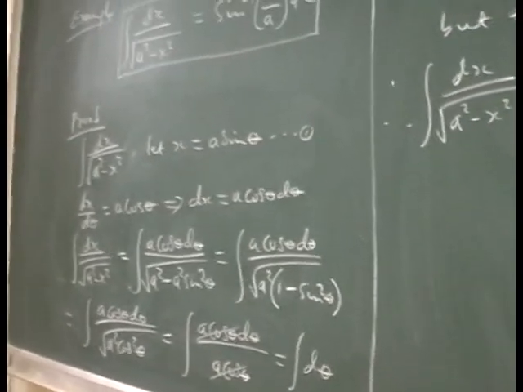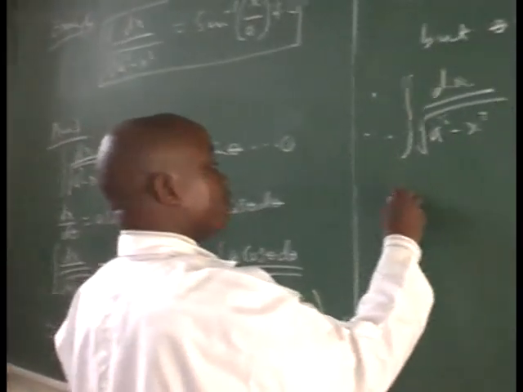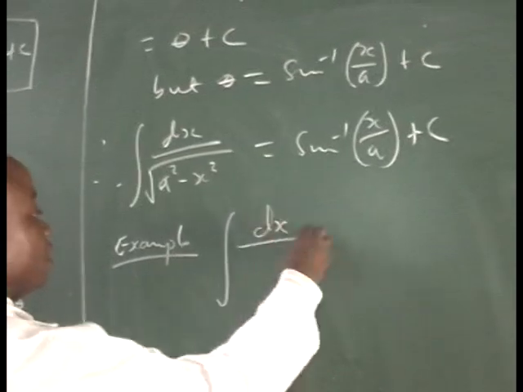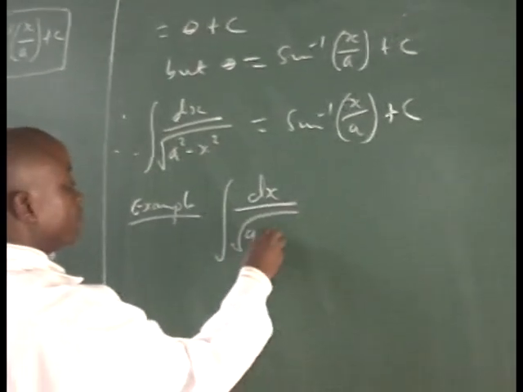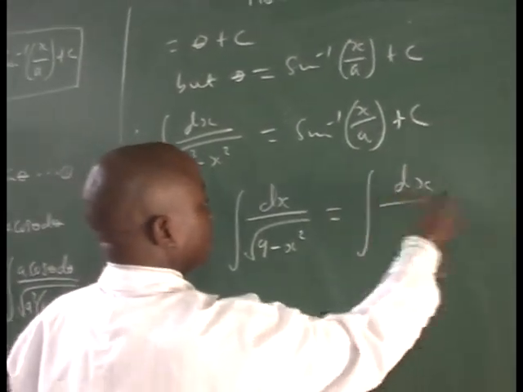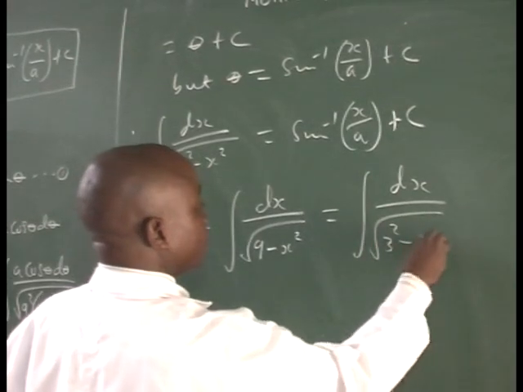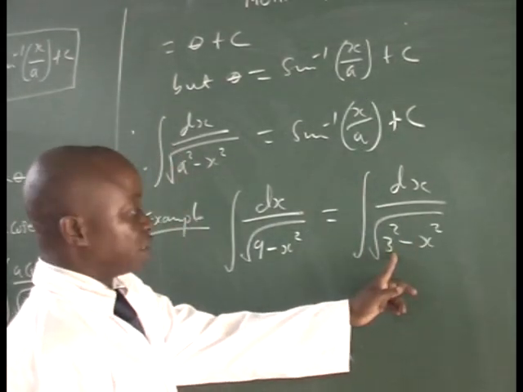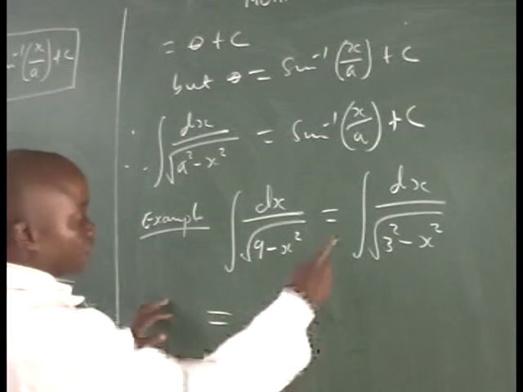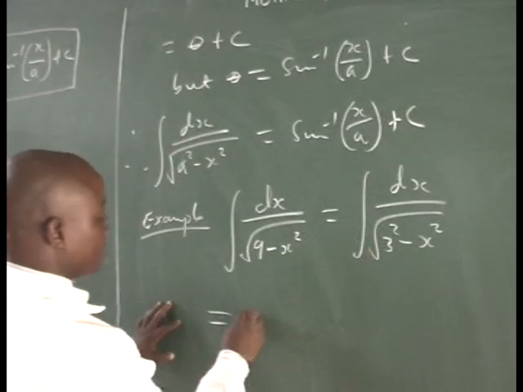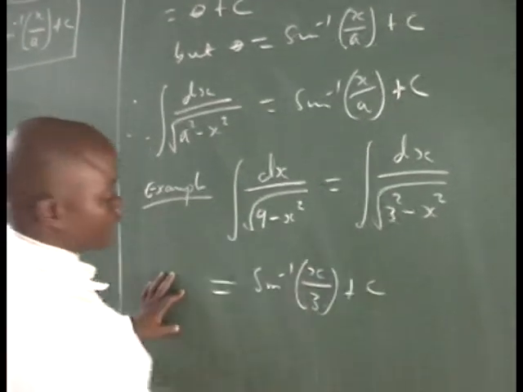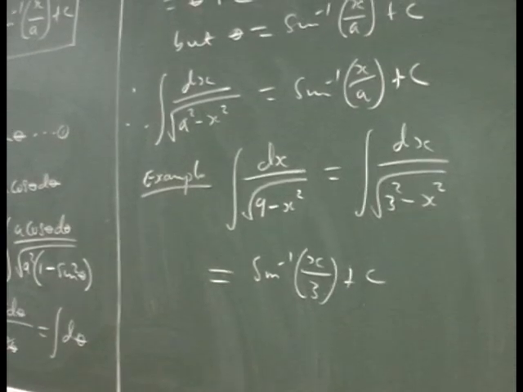Now, I'm going to pick an example. Example: the integral of dx all over the square root of 9 minus x squared. We can write this as the integral of dx all over the square root of 3 squared minus x squared. You know, 3 squared is 9. So, without wasting time, we can conclude that this will be the same as sine inverse of x all over 3 plus c. So that is how it works.